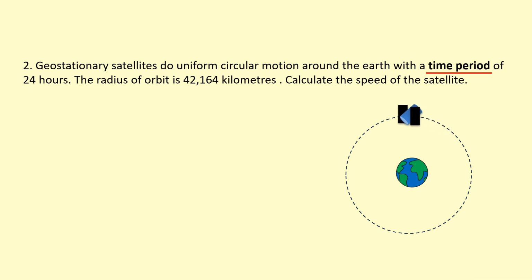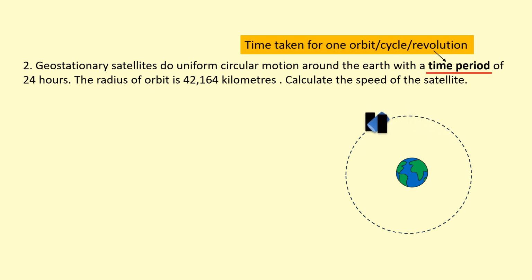The geostationary satellites do uniform circular motion around the Earth with a time period of 24 hours. So time period means the time it takes for one orbit, one cycle, one revolution. You would have come across this term in the waves topic, where it stood for the time it takes for one complete wave. Here it just means the time it takes for one complete cycle of anything really.